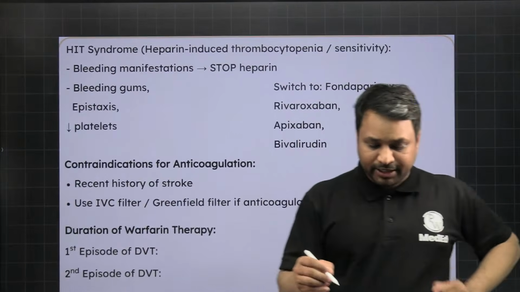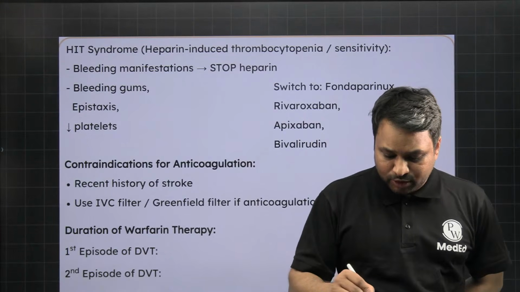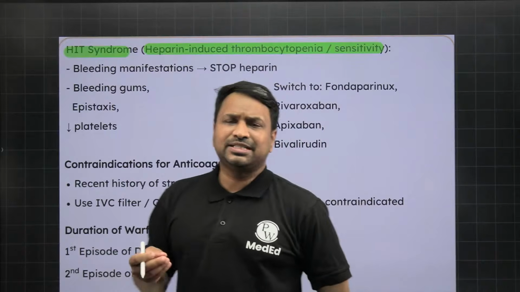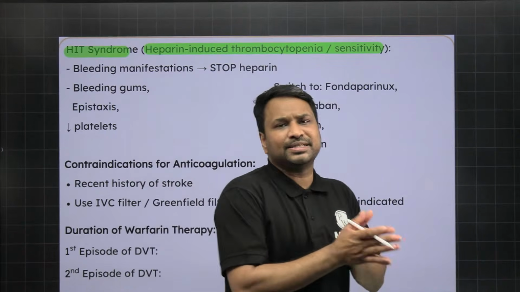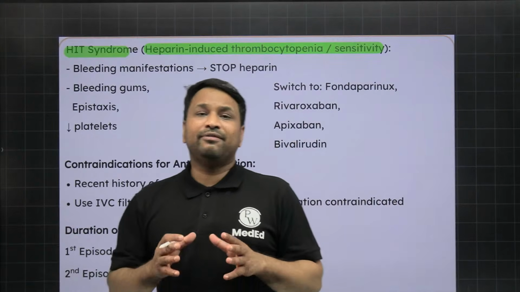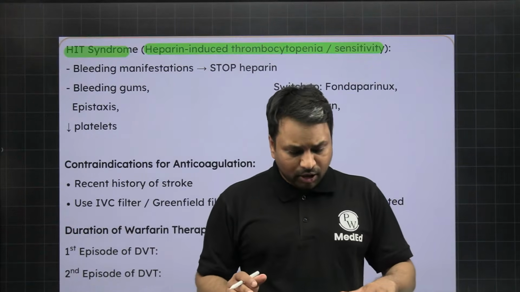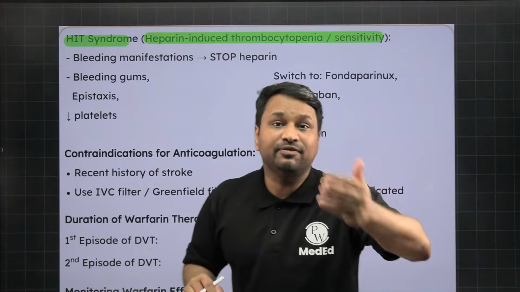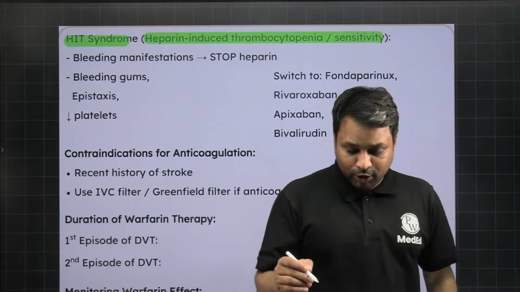Now, the specific condition which we are interested in, number one is going to be HIT syndrome, that is heparin-induced thrombocytopenia. As we all know, the investigation of choice for DVT is duplex scan, the treatment is anticoagulation. Usually, you can start with heparin. Problem is, some people have heparin sensitivity resulting in heparin-induced thrombocytopenia, where the patient will start developing bleeding manifestation after starting heparin. What do you do in that?